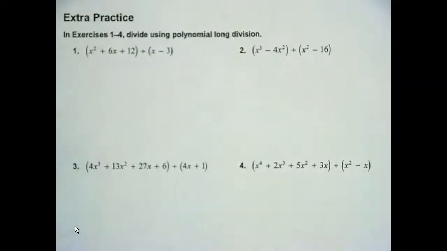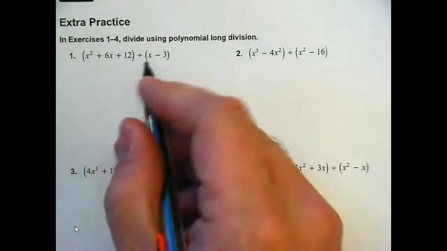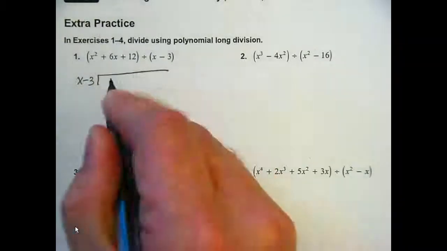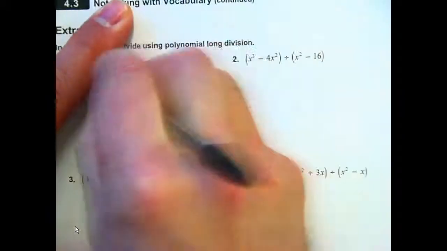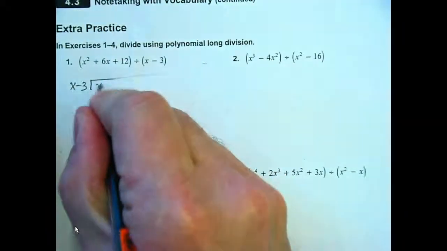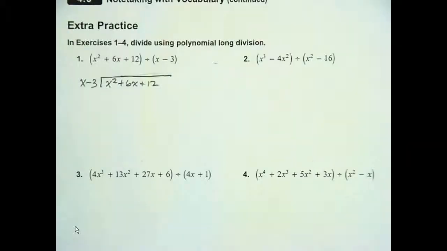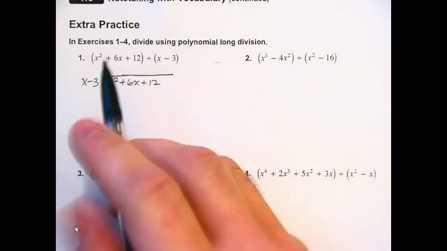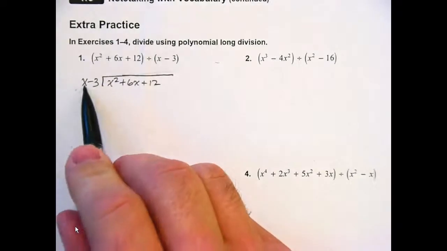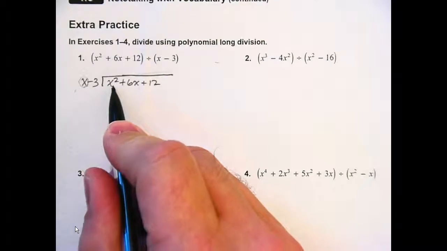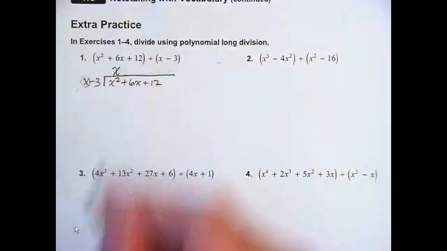Okay, here we go. Number 1. Let's use polynomial long division. So, what we're going to do is take x minus 3 and put it into x squared plus 6x plus 12. All right. So now, here we go. We ignore the minus 3 part and we just look at the first letter, x. X times what is x squared? X. That's the divide part.